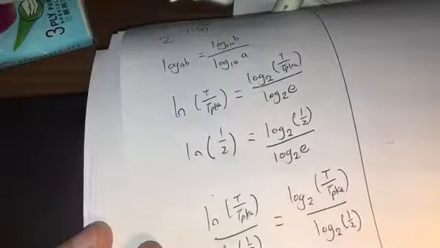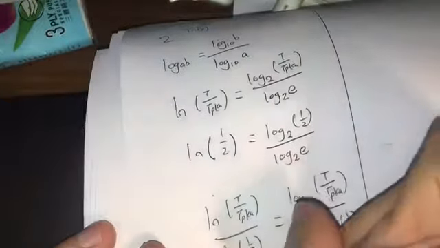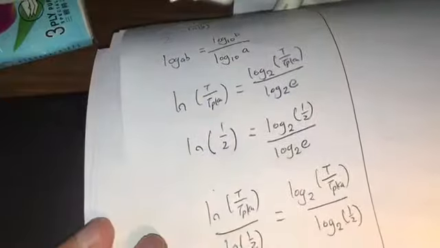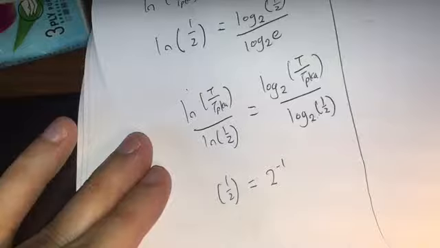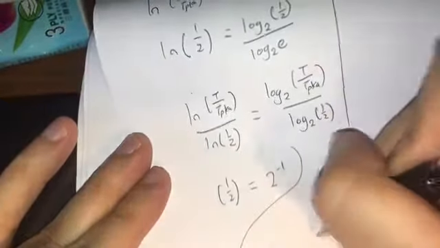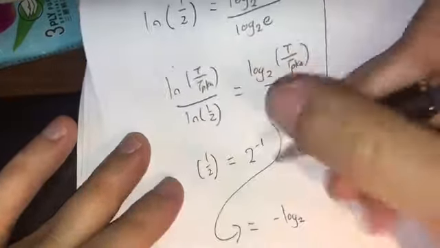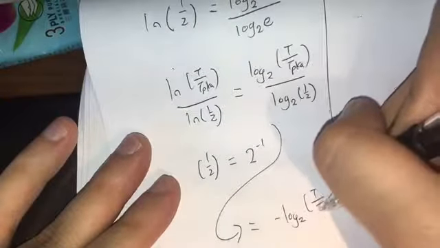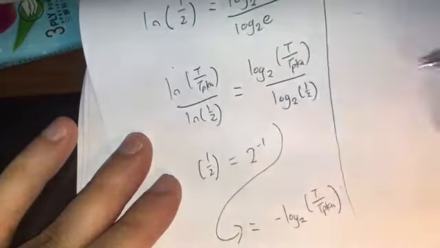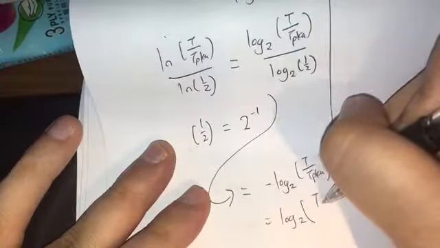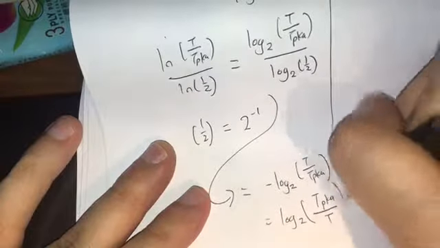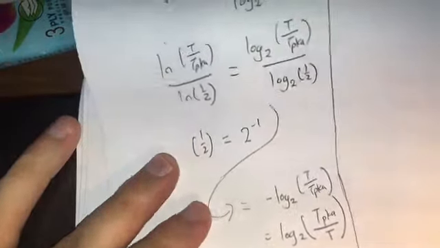And what do we notice? This log 2 half, well, half is equal to 2 to the power of -1, right? So the logarithm of such is just -1. This is equal to minus log base 2 T over T of the pKa. Now I can just change it to this. Alright, so now it's way more simple.